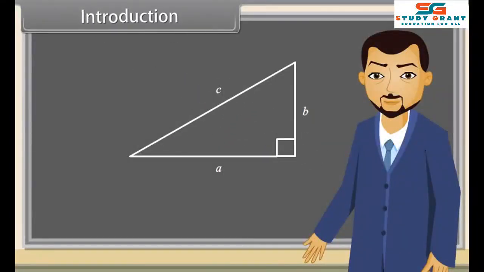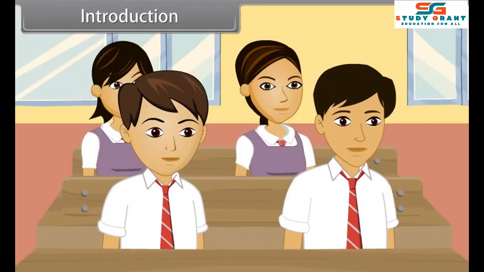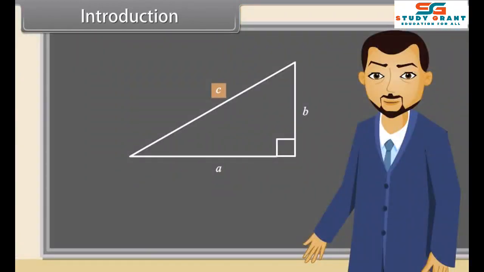Introduction. Students, this is a right-angled triangle. Can you tell which side is the hypotenuse? C is the hypotenuse. Yes, C is the hypotenuse. So by the Pythagorean theorem, C square is equal to A square plus B square, and we will prove some trigonometric identities.